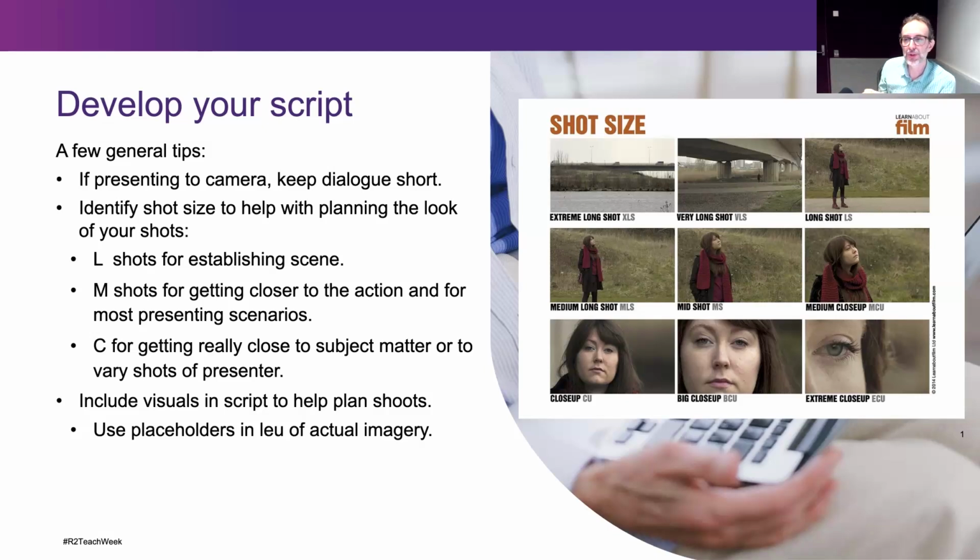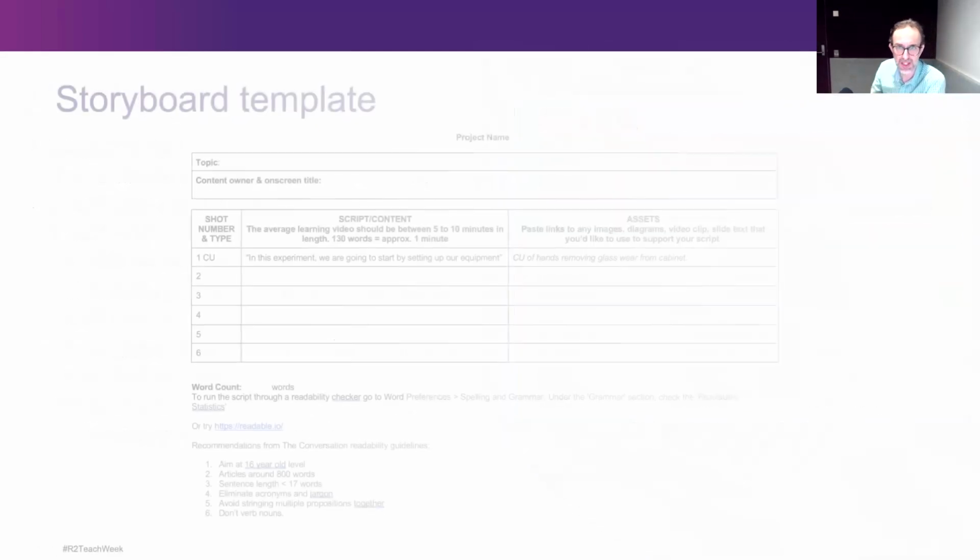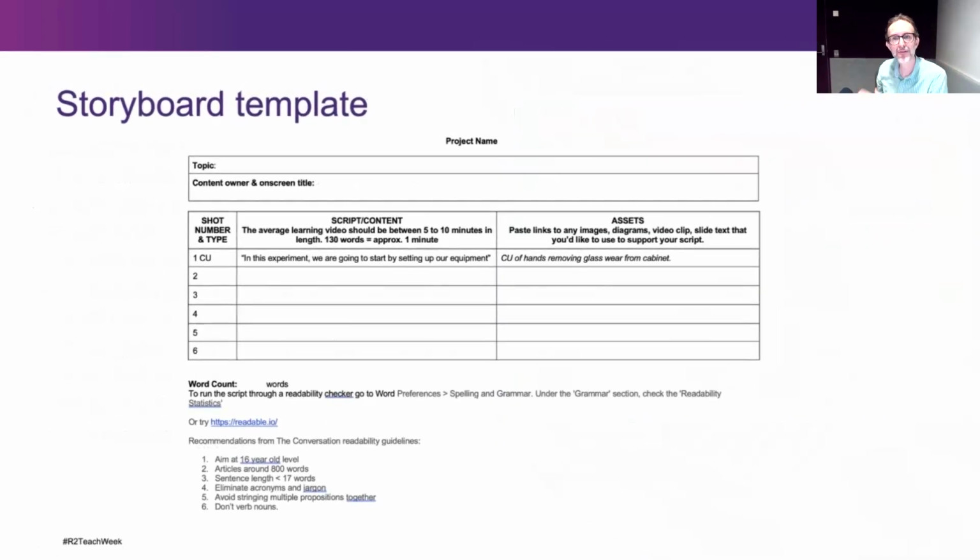Storyboard is really also good for having placeholder imagery in lieu of what you're actually filming. So if I bring up the storyboard example here, essentially you have three columns, and this is similar to the kind of storyboard that we actually use. You have your shot type and number in the first column.